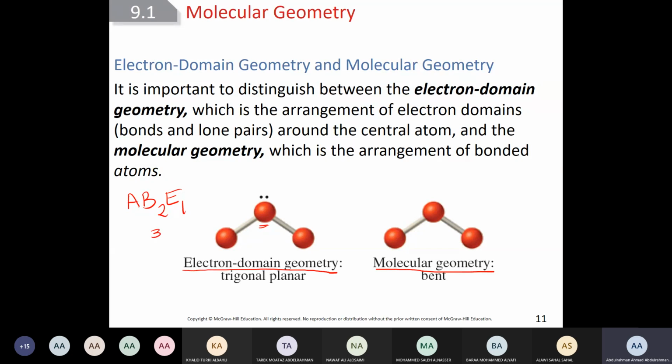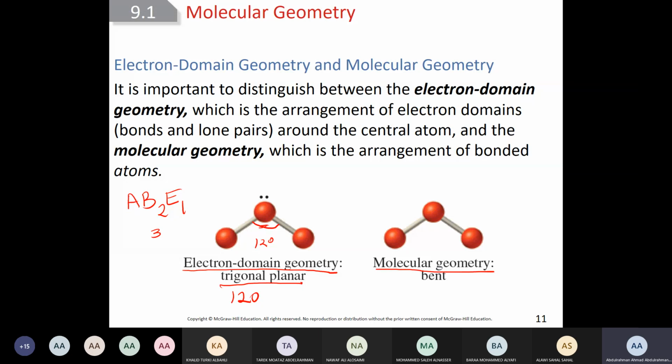So what is the shape for electron domain? Triangle, trigonal planar. Exactly. What's the angle in here? 120. All right. This is the electron domain theory. Good. Now we want to know the real shape.